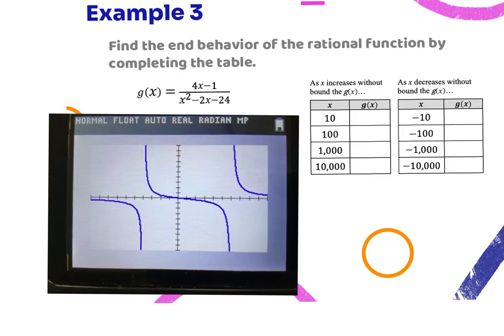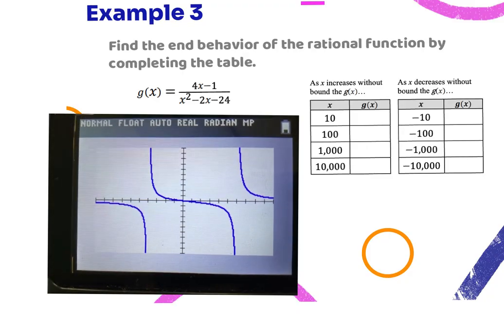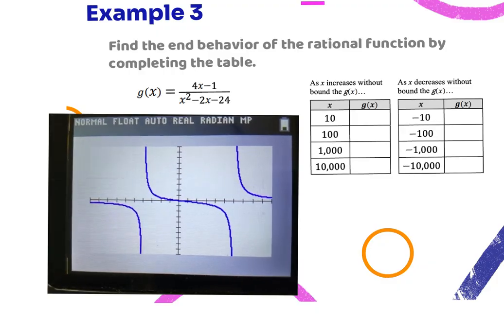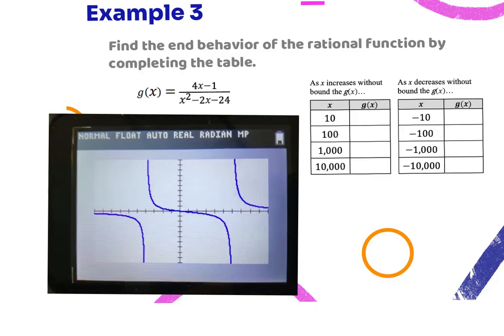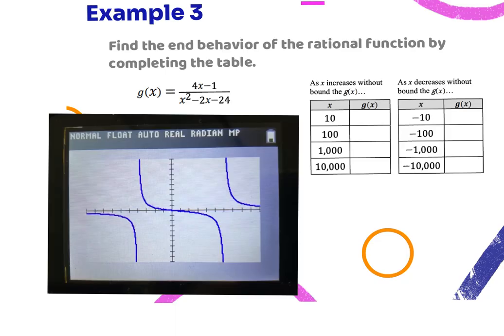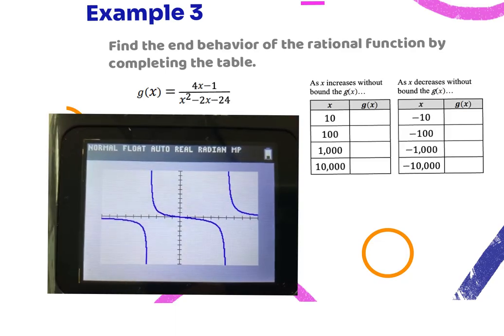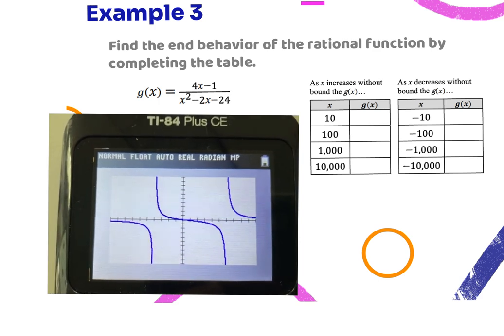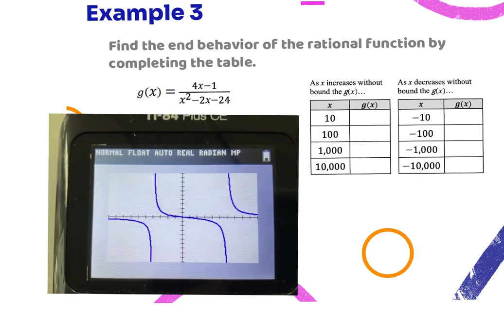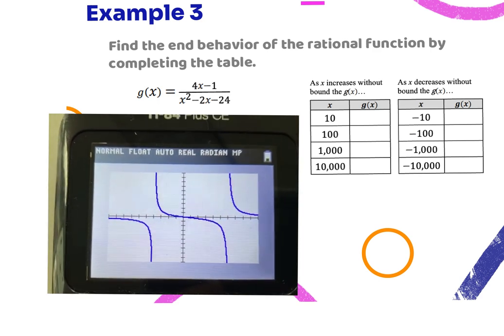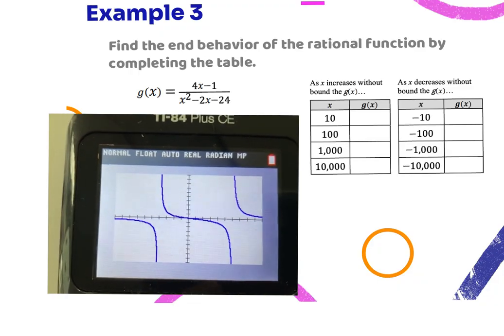Okay, so without seeing them, because you have to be smarter than your calculator when it comes to rational functions, you should know that there are two vertical asymptotes this time, right? Because my graph starts, then stops, then starts, then stops. Every time it starts and stops, there's a vertical asymptote. So there's two vertical asymptotes, and the end behavior is just all the way left and all the way right.